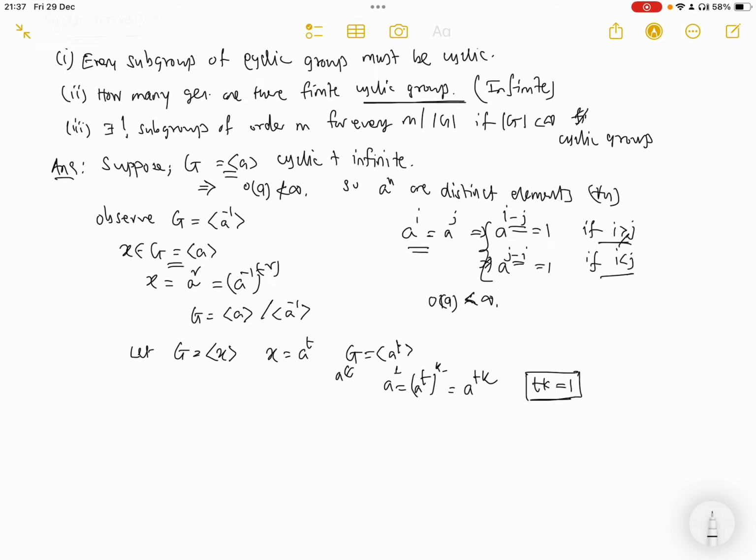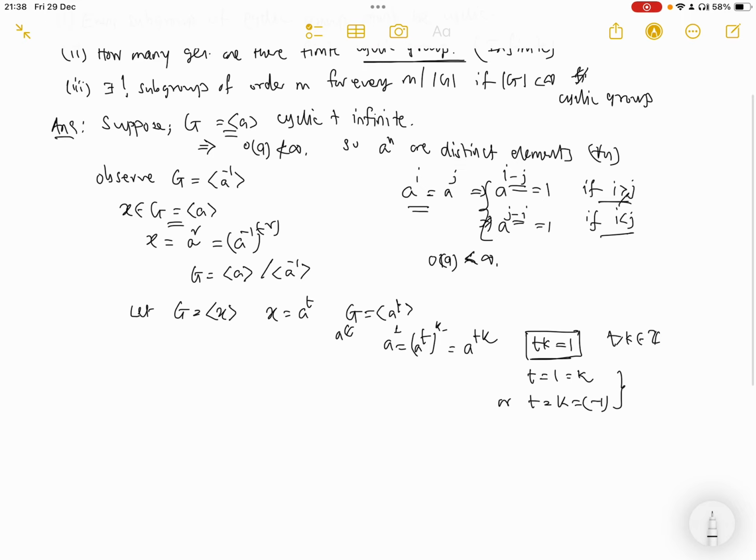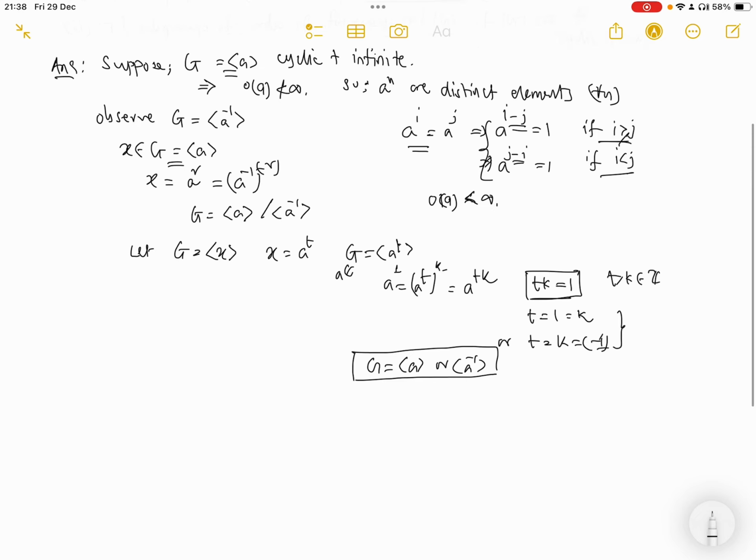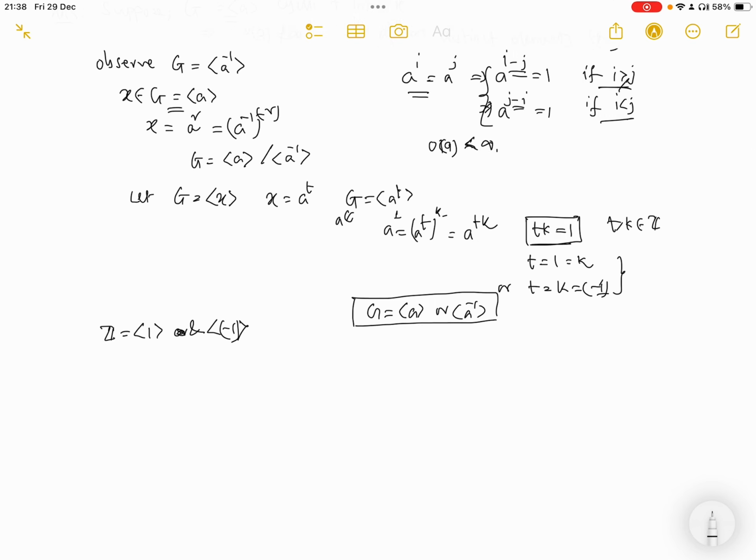So tk is equal to 1, and now we get that t is 1 and k is 1, or t is the same as k is minus 1. So these are the only two cases because t and k are integers. So t and k both of them are either 1 or minus 1. So we get that G is generated by either a or a inverse, and we have already seen that these two indeed generate G, which means that these are the only two generators. So for example, Z is generated by 1 and minus 1, and these are the only two generators. If you take any other generator, you will not get the entire Z. You get something strictly smaller than Z, some proper subgroup.